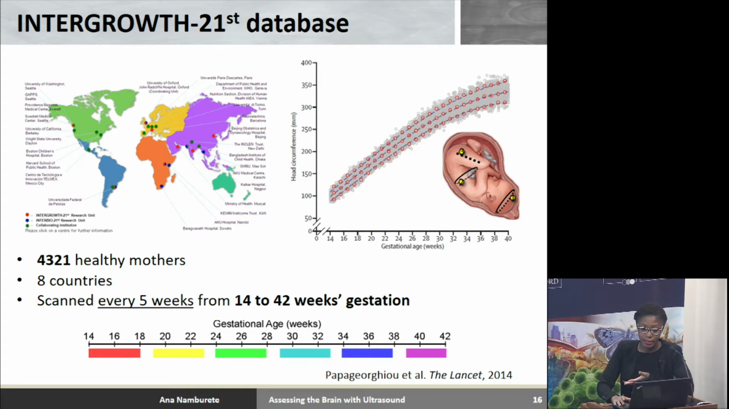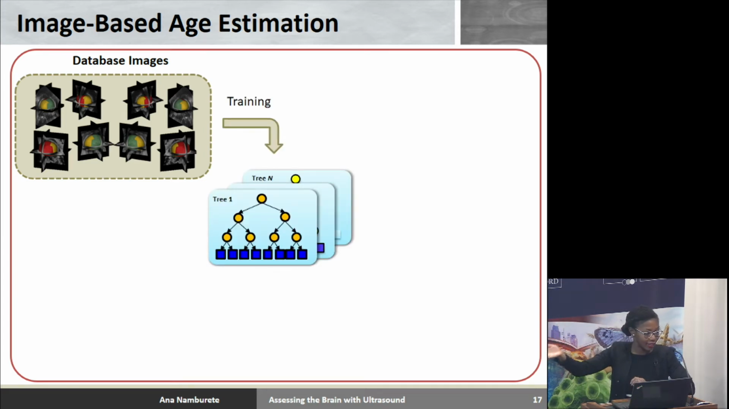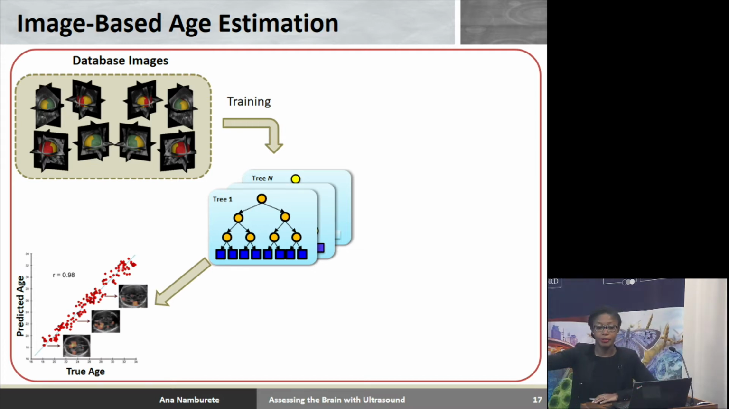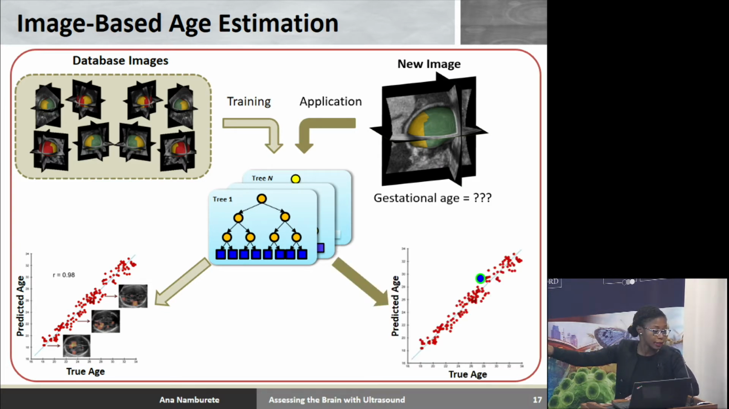I have been using these data to design these algorithms, for my algorithms to learn what the brain looks like at different stages. What my algorithm does is it takes a set of images, passes them through this machine learning algorithm, and it produces a mapping between image appearance and age. On the x-axis we see true age, and on the y-axis predicted age. The goal is that if we are given a new image, we don't know how old the baby will be, but we pass it through the algorithm and we're able to get an age prediction. And this, I must emphasize, is not using any size information. It's just using information about the appearance of the brain.